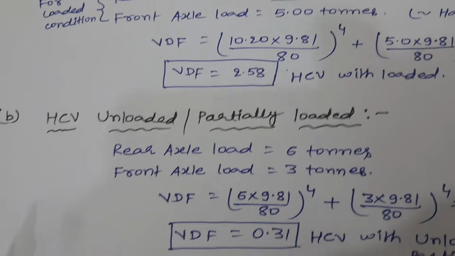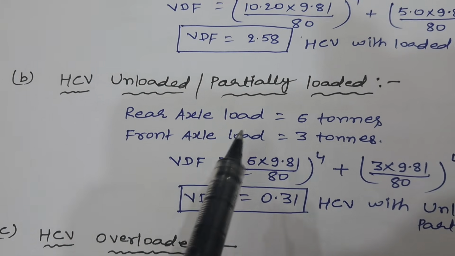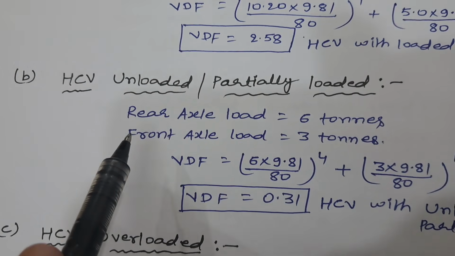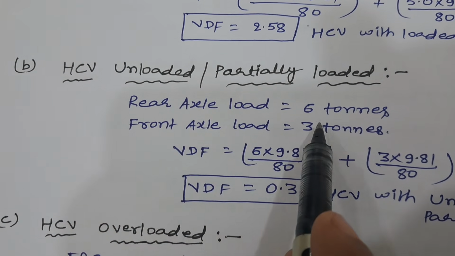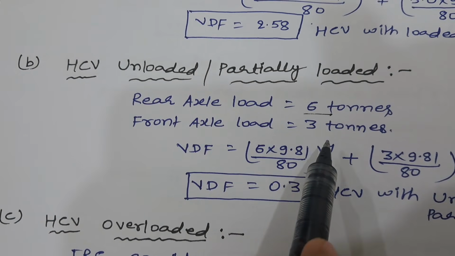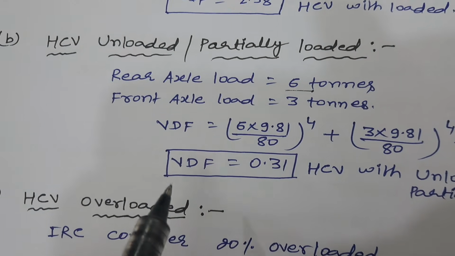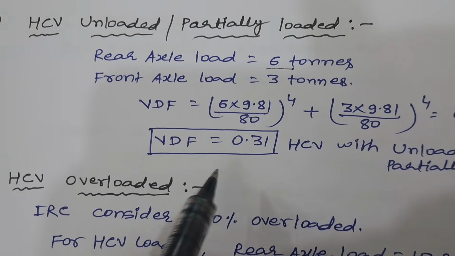Similarly for HCV with unloaded or partially loaded condition, what will be the VDF? For HCV unloaded and partially loaded, rear axle load is considered as 6 ton, whereas front axle load is considered as 3 ton. Again we will find VDF in a similar manner. In this case VDF will come 0.31.